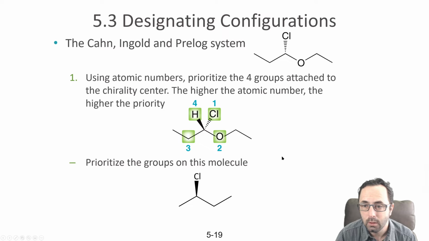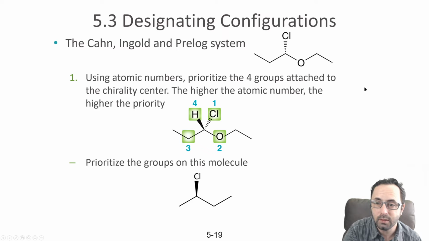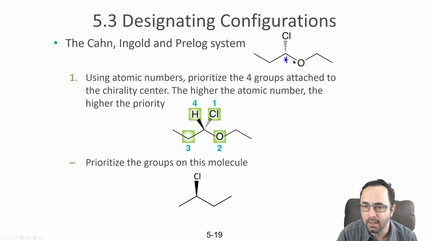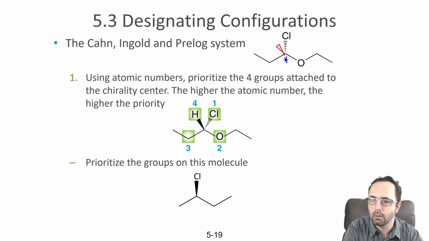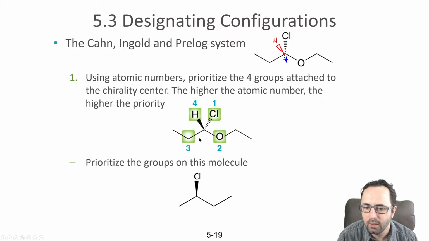So let's say that we have this molecule here. There is a chiral carbon, right here where the chlorine is. It's attached to four different groups. It's the only one that's chiral. So to use the Cahn-Ingold-Prelog system, we're going to fill in the hydrogen. The hydrogen is on the wedge here because the chlorine is on the dash. And so filling in the hydrogen, we have this structure down here.